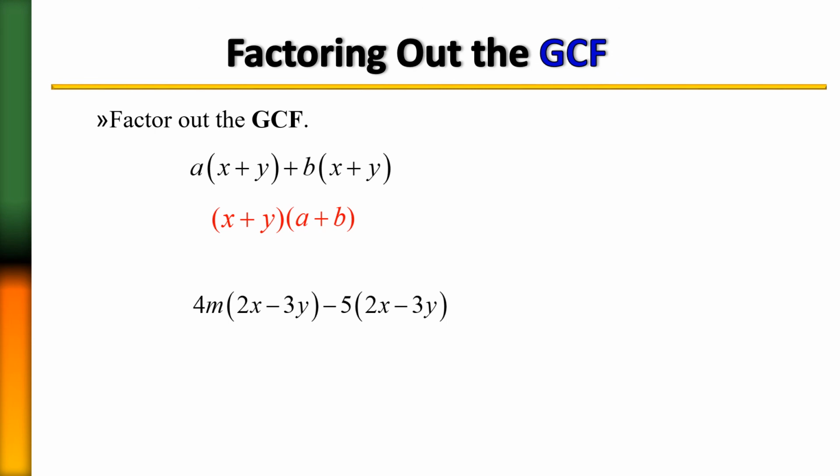Let's do that last example. Do you spy the GCF of those two terms? Hopefully you said 2x minus 3y. I know you did. Yes, I heard you. Now, once you take that out, what is left? You got it, 6m minus 5, and there you have it, factoring out the GCF.